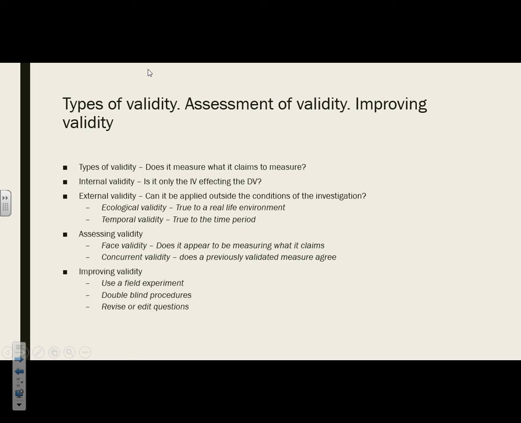Improving validity, use a field experiment for ecological validity. For population, make sure you get a bigger sample, make sure it's valid. Double-blind procedures, that'd be internal validity, cause and effect. You can reduce lots of different types of bias, demand characteristics and investigator effect. And revise and edit questions. I think that's a very likely question that could come up, asking how you'd improve reliability and validity, so do think about ways you could make your research better.